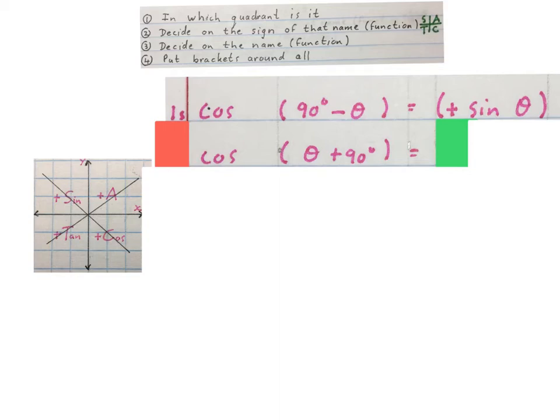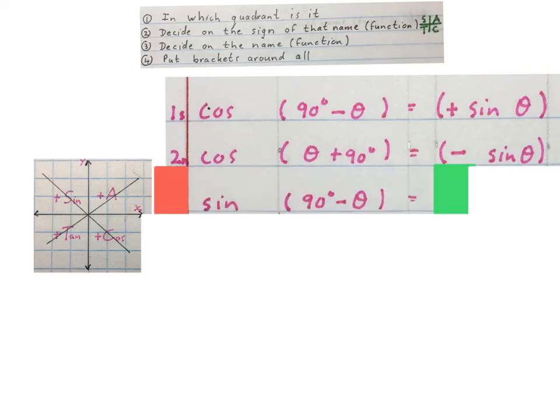Now we're going to do cos theta plus 90 degrees. Don't be arrogant. We start over here. Plus theta plus 90 degrees. So we are in the second quadrant. Second, check what the sign of that name is in that quadrant. Cos in that quadrant is negative. Put the negative down. Then decide on the name you're going to use. Because there's a 90 and a theta, the name will change. It becomes sine theta. So cos theta plus 90 degrees reduced becomes minus sine theta.